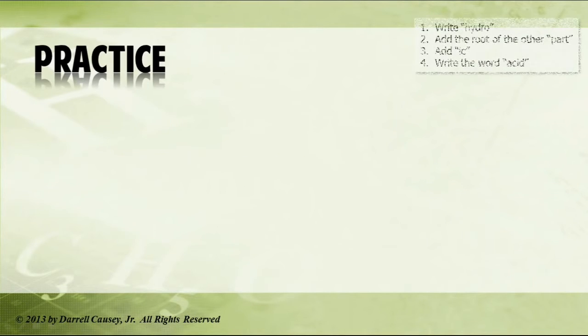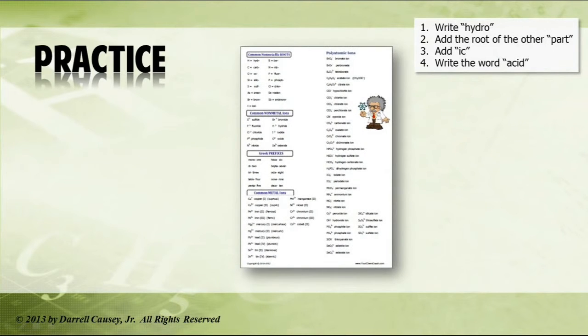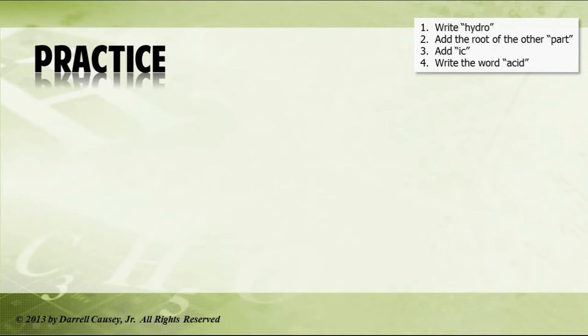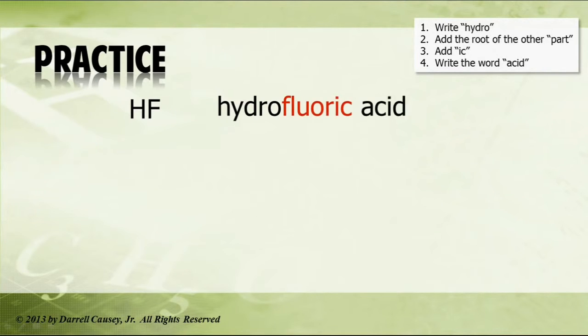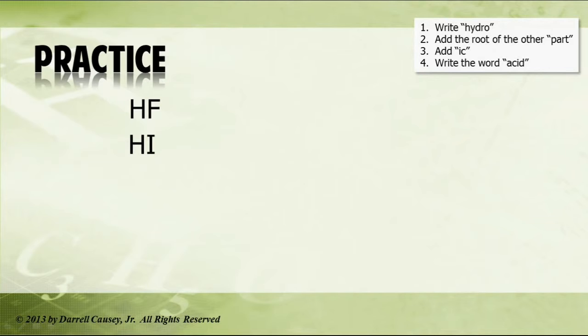And here's some practice. And up in the right-hand corner, you see I wrote the rules. And remember to refer to your common ions sheet, your polyatomic ion sheet. Refer to that. It's an awesome reference. All right, HF. Let's name that. Fluor, hydrofluoric acid. Again, we know it's going to be hydro and iod for iodine. Hydroiodic acid. Pretty simple, isn't it?